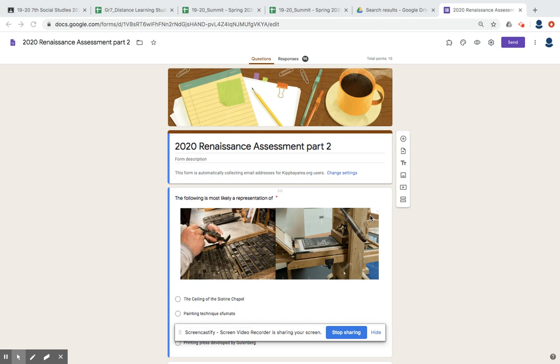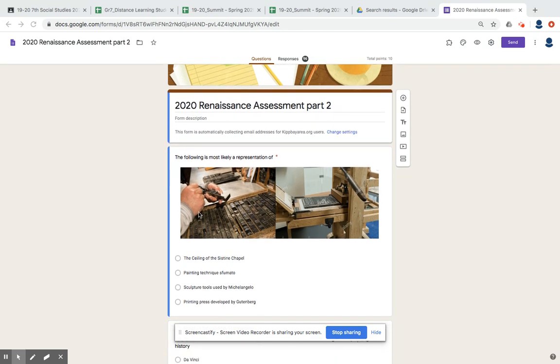Hi, students. You're watching this because you did not master the most recent Renaissance assessment. You will be able to retake that, but you will have to do a study guide for me in order to retake it. I will go over all the questions so that you have clarity on why you missed it. This first question is asking, what is this image of?